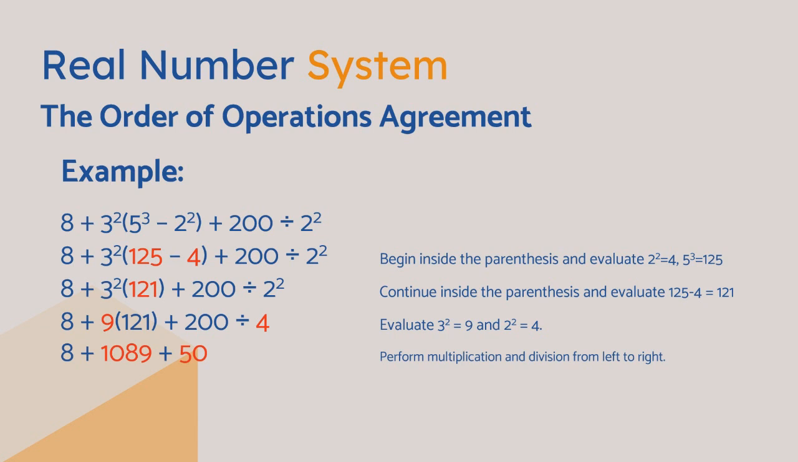Next, with the MD is AS, addition or subtraction. We don't have subtraction here, so we proceed with addition. 8 plus 1089 first, and then we add the 50, giving us 1147.